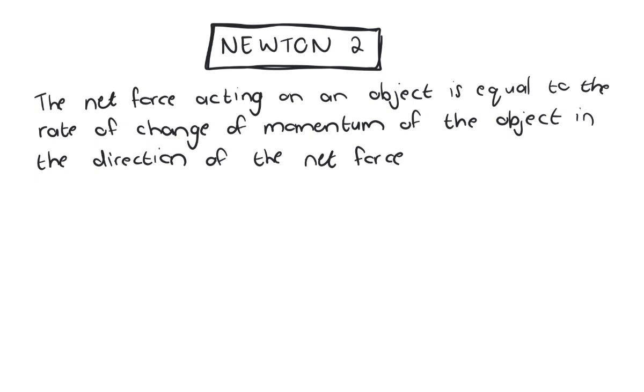So when the net force on an object changes, that means that the velocity changes as well. And since the momentum is directly linked to the velocity, that means that the momentum also changes. So the resultant force acting on an object is equal to the rate of change of the momentum of the object in the direction of the net force.